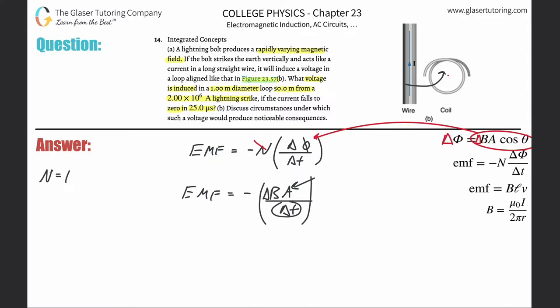What's the change in time? Look at that, they told us the current falls to zero in this amount of time. So that's the change in time associated with the change in the magnetic field, which is associated with the change in the magnetic flux. Follow? Hopefully that makes sense. Just replay that a couple of times.